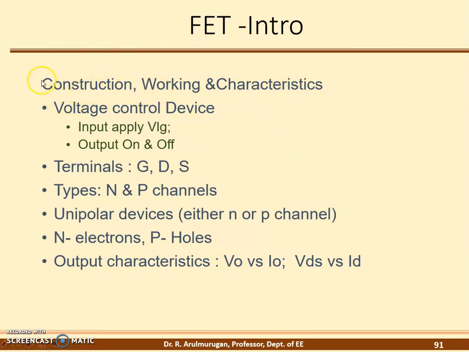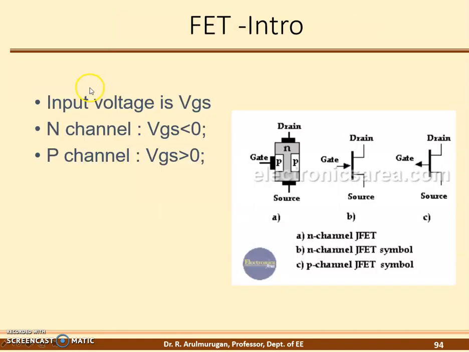So I will repeat again. Construction is nothing but the N channel FET and P channel FET. So what is the N channel FET? This is the symbol of the FET. It is denoted like that only. It consists of three terminals: one is the drain, source, and the gate terminal.